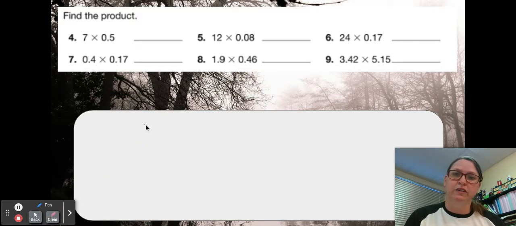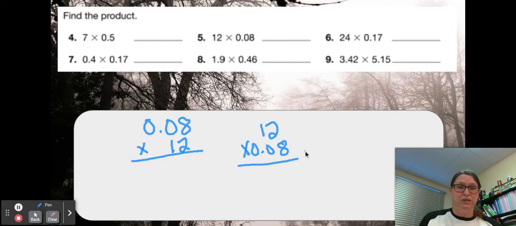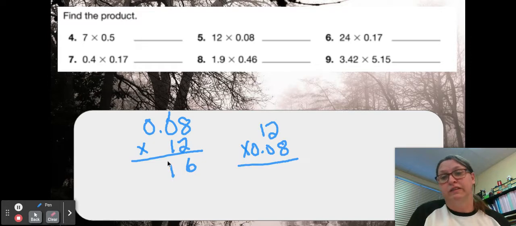Let's do 12 times 0.08. So do 0.08 times 12, or I could do 12 times 0.08 because I know that all those zeros really don't matter. So I really have to do 8 times 12. So 2 times 8 is 16. I'd put my 6 right here. So 2 times 0 is 0, plus 1 is 1. 2 times 0 is nothing.